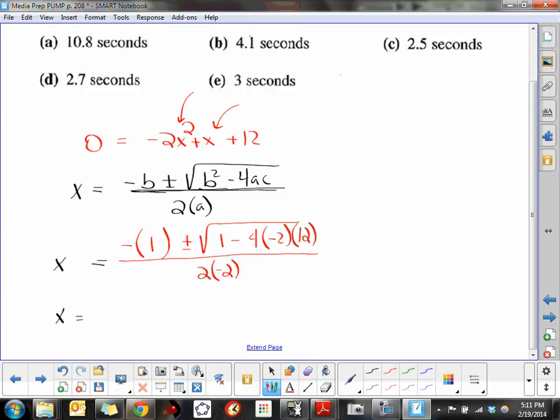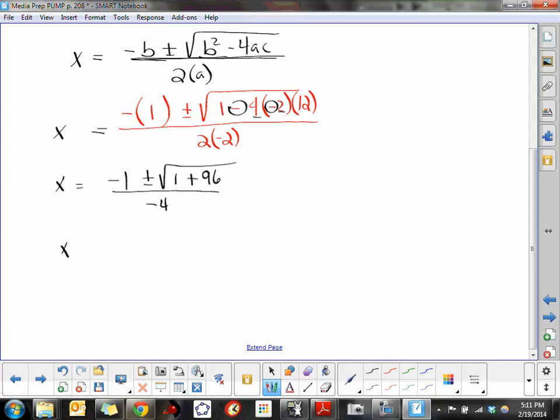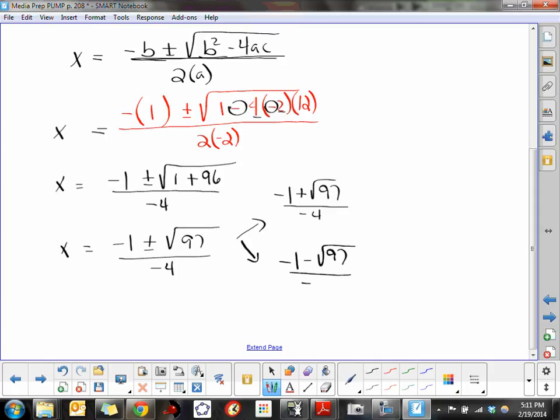So x equals negative 1 plus or minus the square root of 1 plus, because you've got negative times negative. So you've got 4 times 2 is 8, 8 times 12 is 96, all over negative 4. So x equals negative 1 plus or minus the square root of 97 all over negative 4. So now you've got two answers. Negative 1 plus the square root of 97, so that's about a 10, all over negative 4. And the other one is negative 1 minus the square root of 97 all over negative 4.